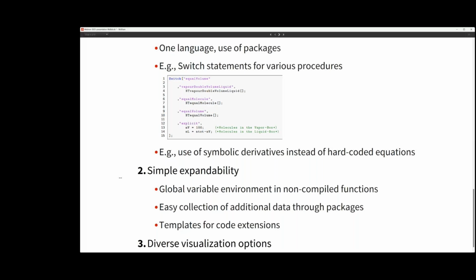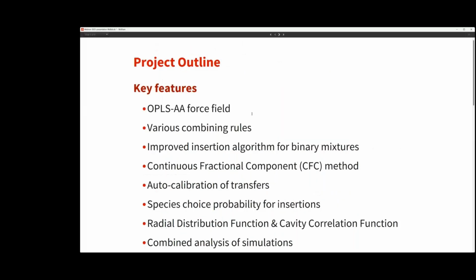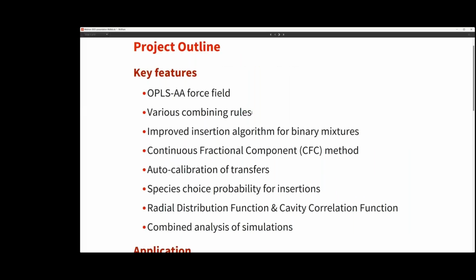And the third motivation was that we can use the diverse visualization options of the Wolfram language, as I will show later in this talk. So to give you a short outline of the project, I would like to begin with some key features of the program.